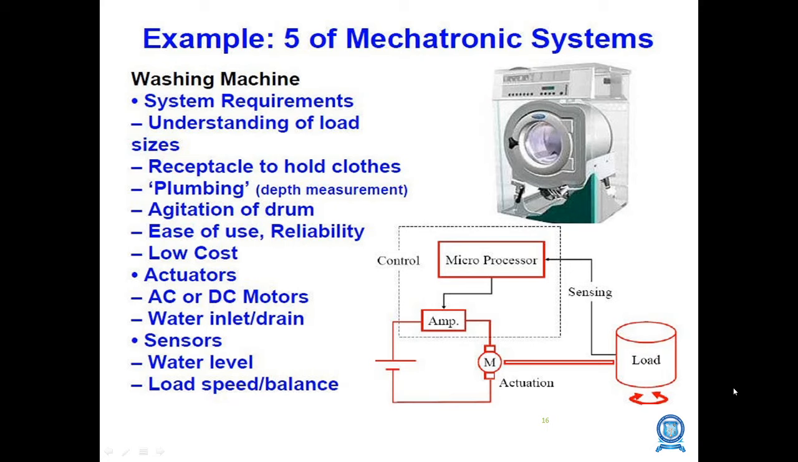The actuators in a washing machine are AC or DC motors and the water inlet and drain. The sensors used are a water level sensor and a load or speed balance sensor. So this is a diagram representing the microprocessor and amplifier, which is the control system, and the motor and the sensor as an actuating device, and the load is given in the drum.